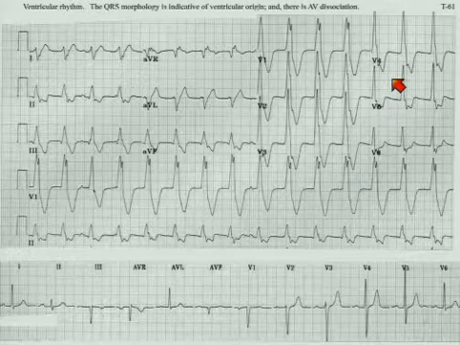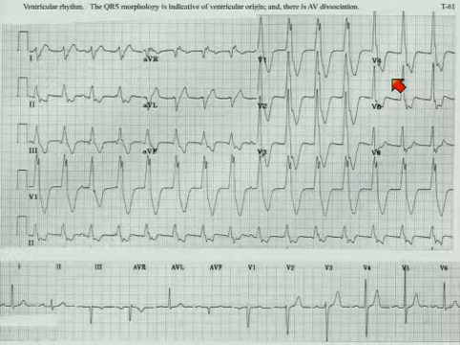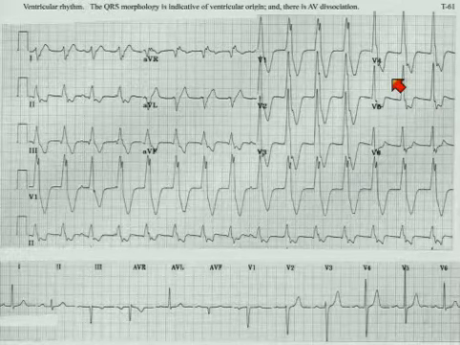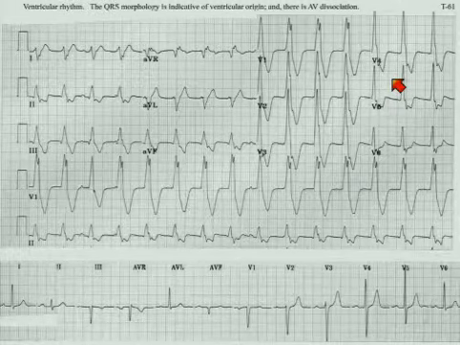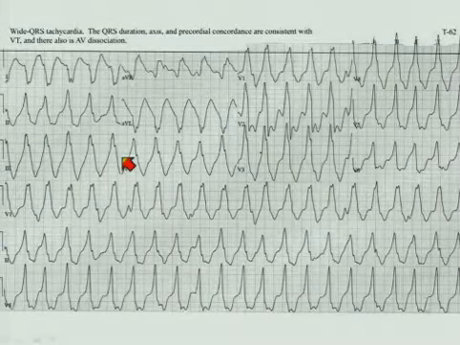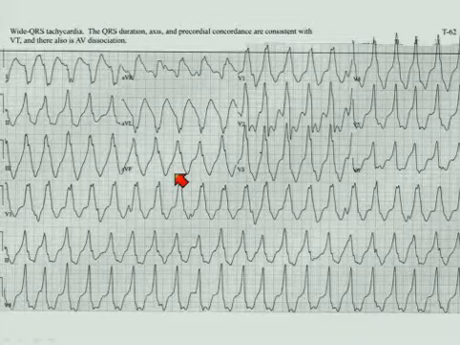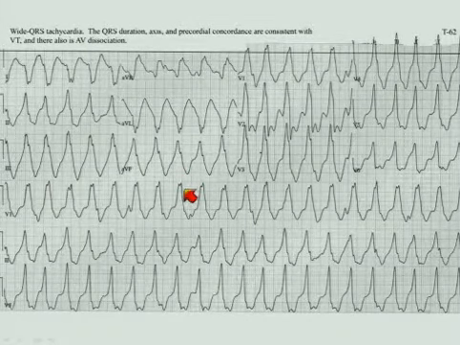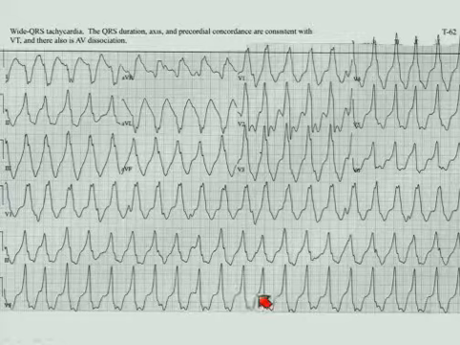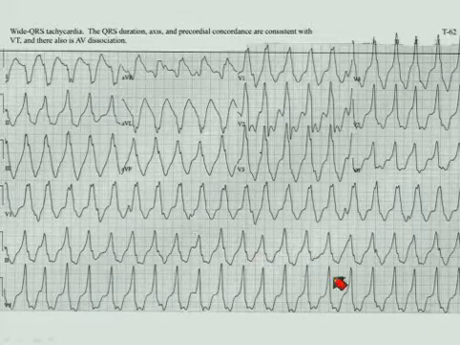Here is a very wide right bundle, almost monomorphic and precordial concordance. And look at that axis. When was the last time you saw a right bundle branch block that looked like that? And so this is ventricular tachycardia. Again, if you look carefully, there probably is AV dissociation here as well.